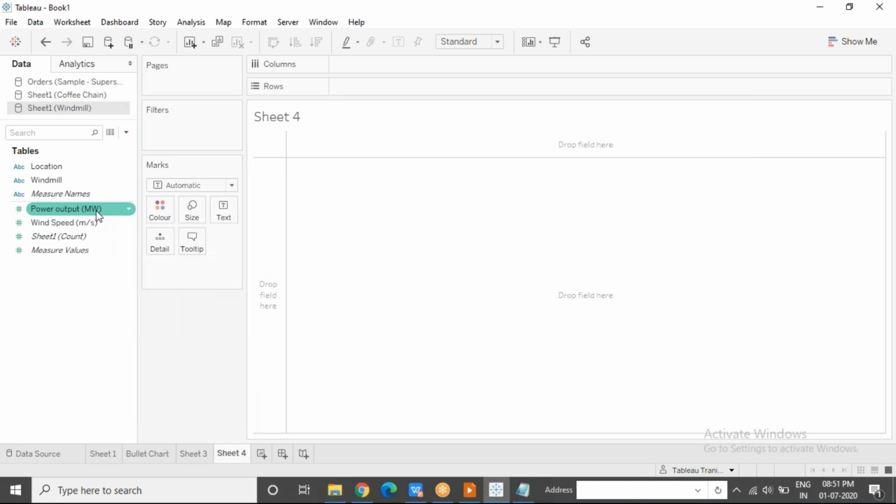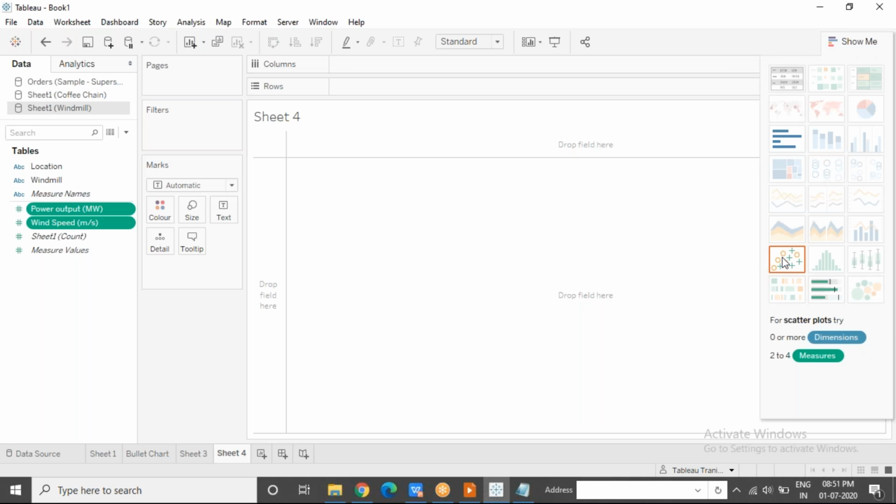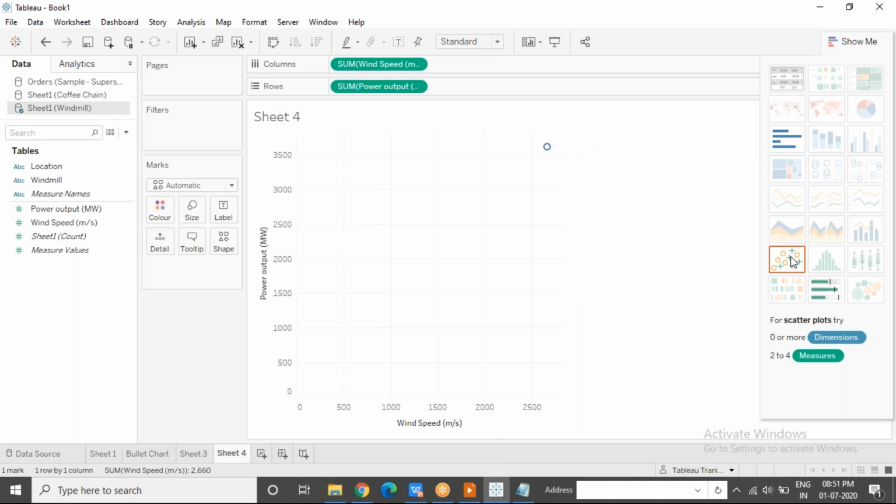How to create a scatter plot? You can select both the measures, directly go to the Show Me panel and click on the scatter plot icon. How to create a scatter plot? Again, select both the measures, go to the Show Me panel and click on the scatter plot icon. That is how we create it. We will be doing it together also using Sample Superstore.